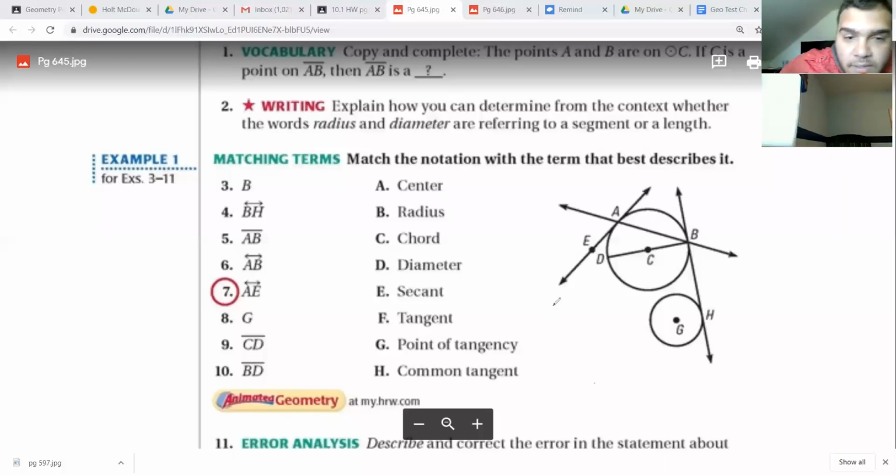All right. So let's start this off. First off, we got a bunch of new terms. Center should be familiar. That's the middle of the circle. Radius, you should know a radius is from the center to the edge.